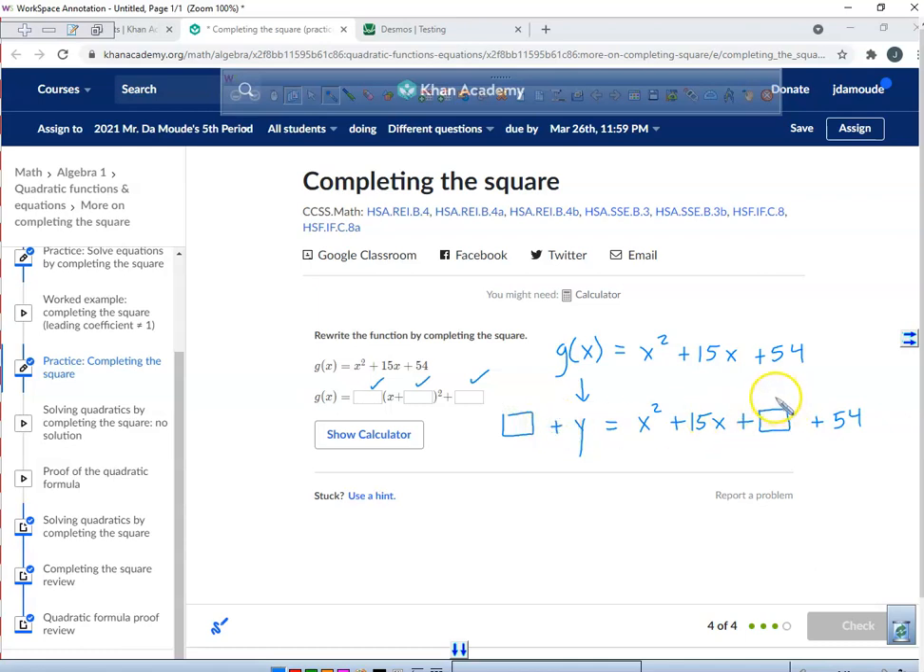Now this space is where we're going to put our c value for our square that we're going to complete. Now this is the part where you might need a little bit of a calculator to help you out. So get your calculators ready. I'm going to go and get mine ready. All right, so how do we find the c value? The c value is always the b value divided by 2 squared. That's how we complete the square.